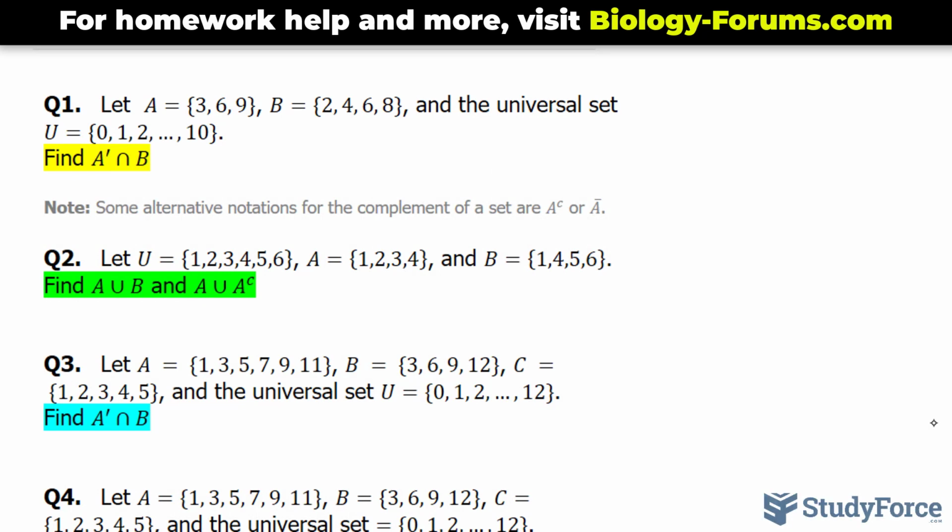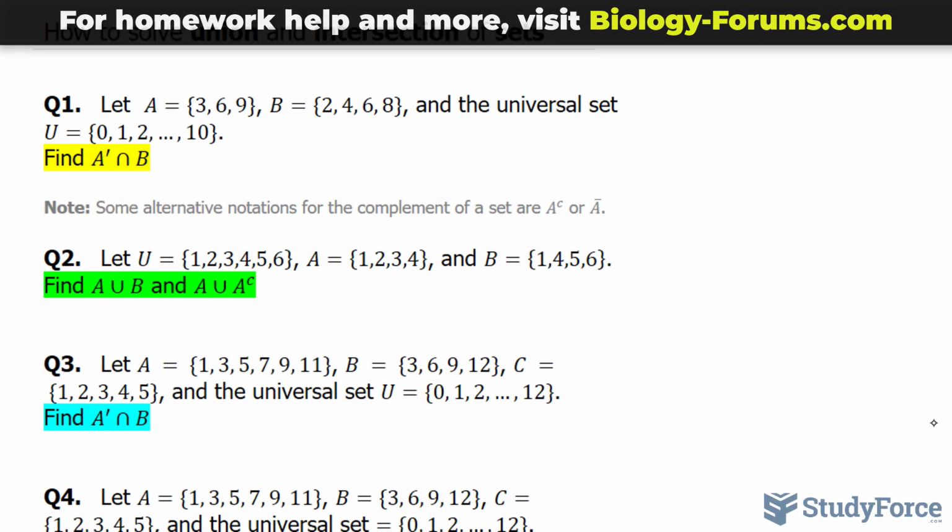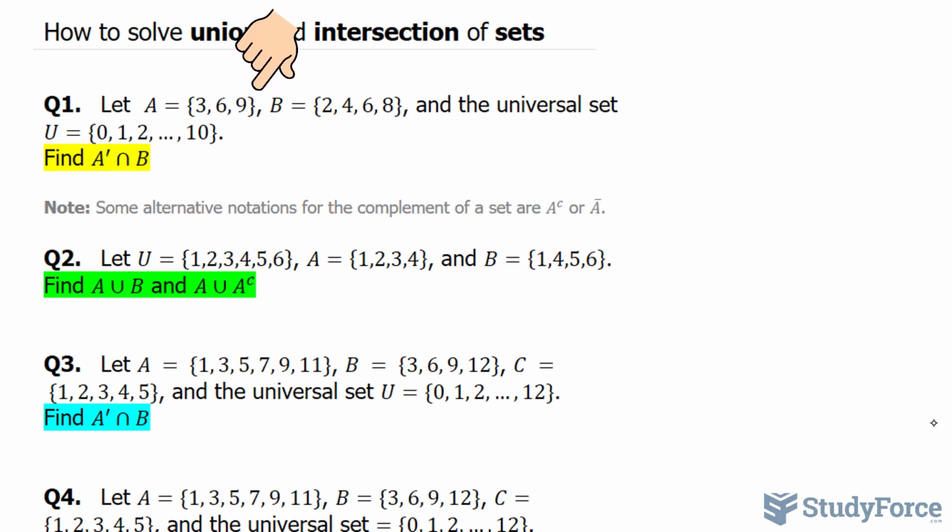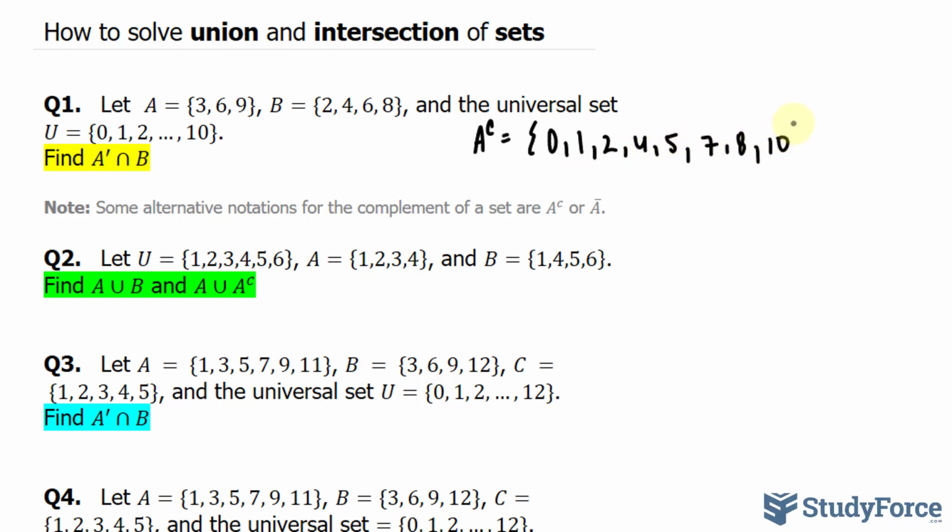The complement of A is everything that's not in A. So take a look at what's inside A: 3, 6, and 9. What's not in A are all the numbers between 0 and 10 that don't include these. So let's write them out. The complement of A is equal to, and this is just another way to annotate that, I have here A prime, but you can write it as A to the power of C. And we'll write down 0, 1, 2, not including 3, 4, 5, 7, 8, and 10.